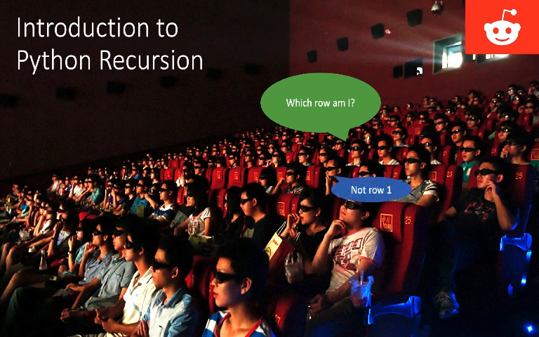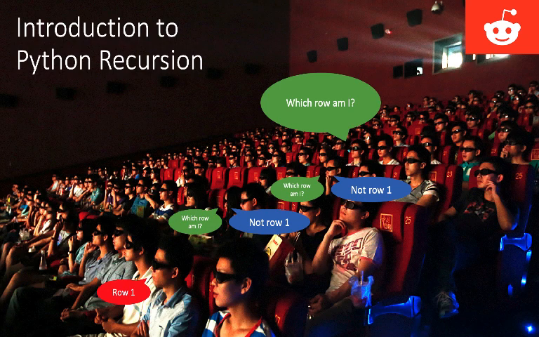Well, you're not row 1. And so they then ask, which row am I? Well, not row 1. And they go and ask, which row am I? And then the person in row 1 says, row 1. And he goes back, okay, I know I'm row 1 plus 1, row 2, row 3, row 4. And so you understand what is going on and how it works. Now that's a very simple example of exactly how recursion works.